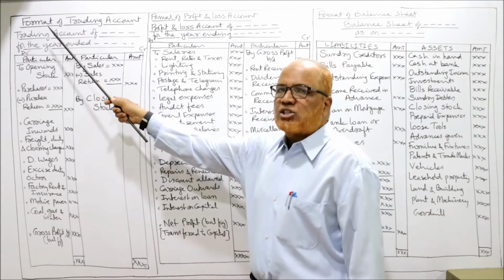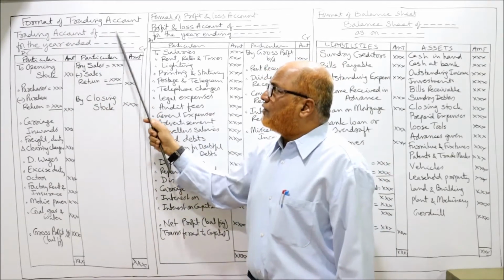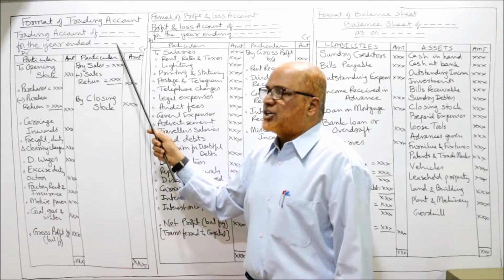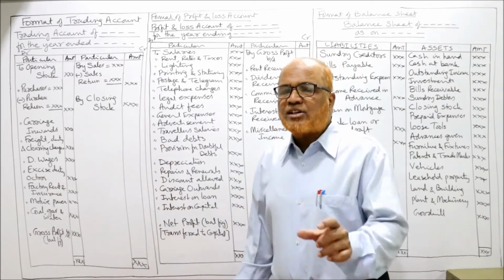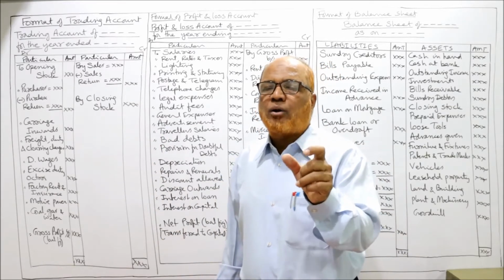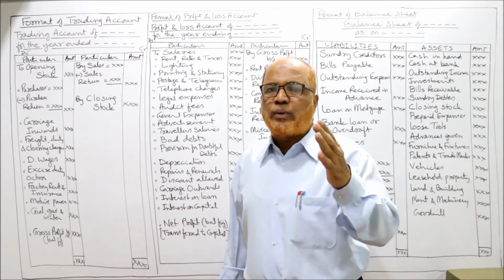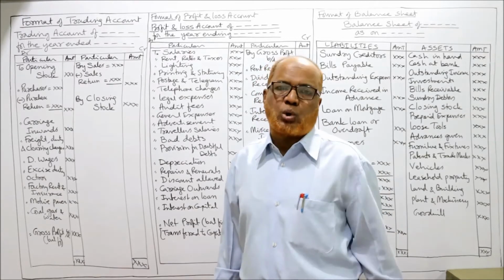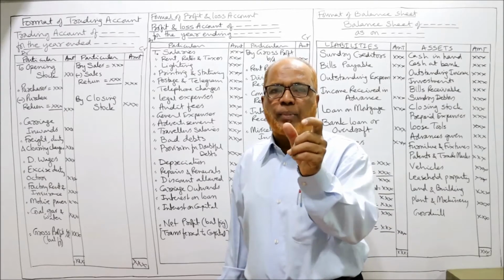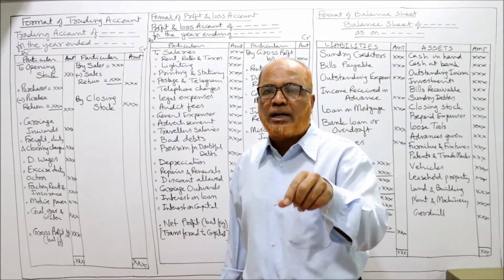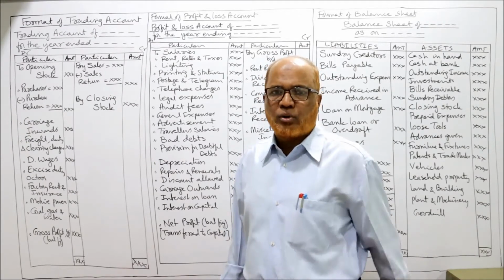Now first of all I'm explaining you about the format of trading account. So trading account of dash for the year ended dash. This should be the heading of the trading account. Now see the format. I have explained you trading account is prepared to find out the gross profit, and gross profit is the difference between sales and cost of goods sold. Cost of goods sold means opening stock plus purchases plus all direct expenses minus closing stock. That is cost of goods sold.